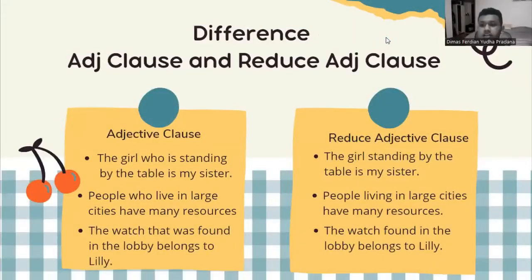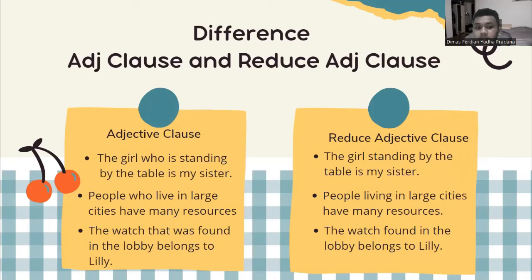So, here I will show you the difference between adjective clause and reduced adjective clause. Here are the examples. We have 3 examples in this section. First, in adjective clause, the girl who is standing by the table is my sister. In reduced adjective clause, the sentence is, the girl standing by the table is my sister.